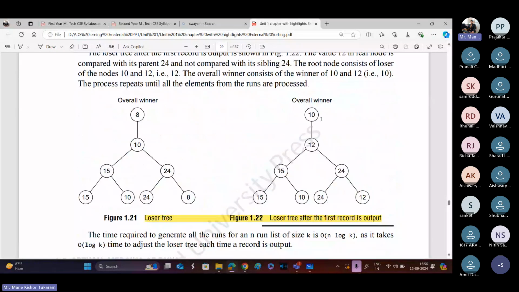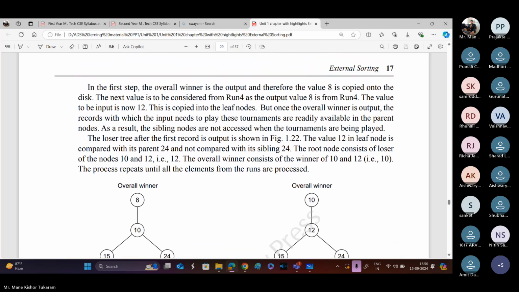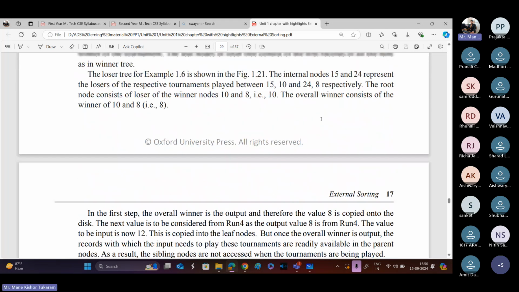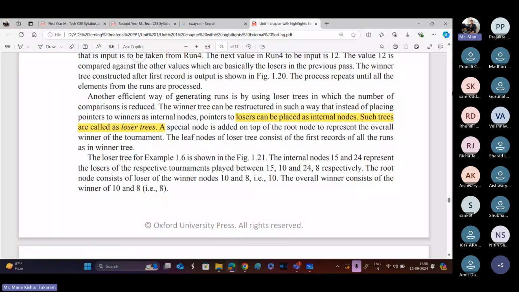Then what is the concept of loser tree? A loser tree is nothing but a tree in which the maximum number is taken as a root node. Losers can be placed as internal nodes, and such a tree is called a loser tree.